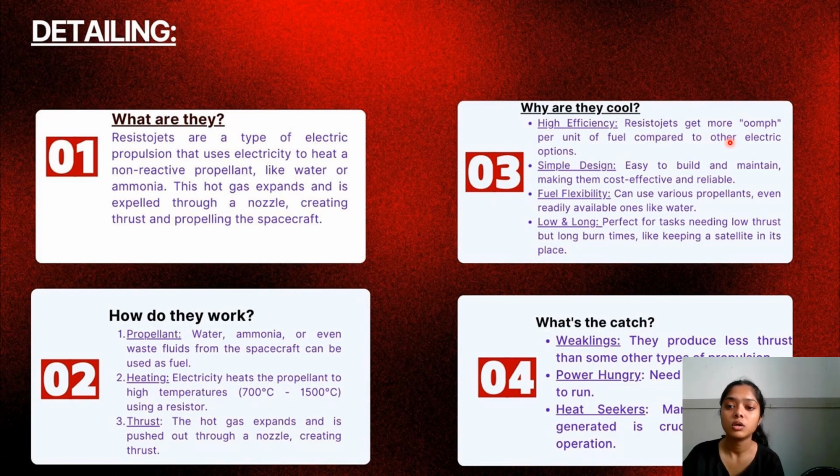Then low and long: perfect for tasks needing low thrust but long burn times, like keeping a satellite in its place. Then we have some of its special features. One is the weak links, then we have power hungry, then we have heat seekers.